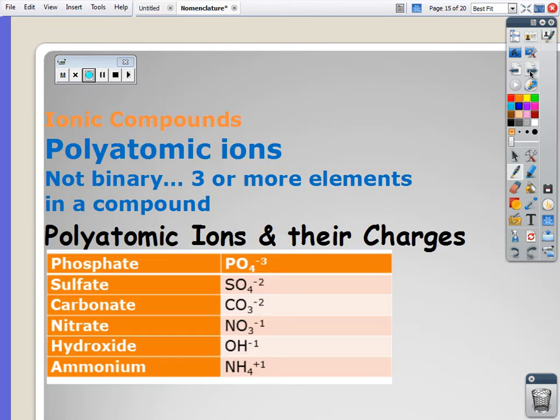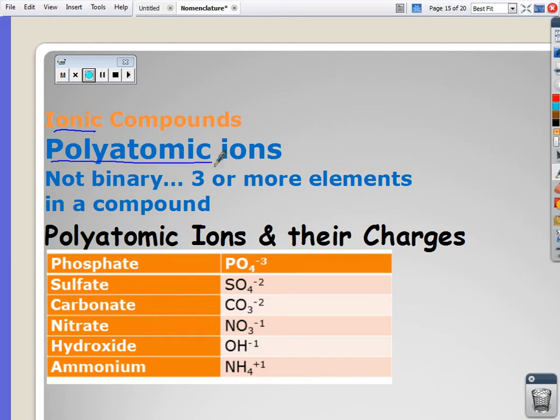It's real important you understand that, because if you run into a compound that is ionic, they're going to have polyatomic ions in the compound. It is not binary. It has 3 or more elements in a compound. So before we go further, you need to memorize these polyatomic ions: phosphate, sulfate, carbonate, nitrate, hydroxide, and ammonium.